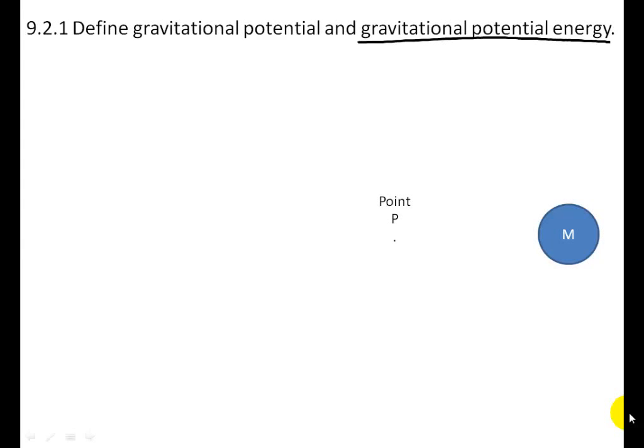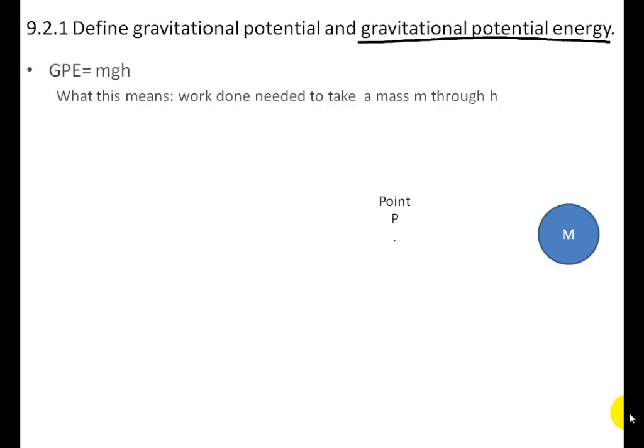Topic 9.2.1. We have to define gravitational potential and gravitational potential energy. So we'll start with gravitational potential energy. You know that the gravitational potential energy is in the form of mgh, which means the work done to take a mass through a height h, whatever h is.